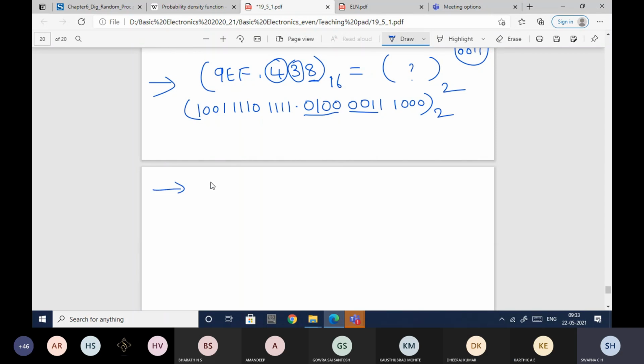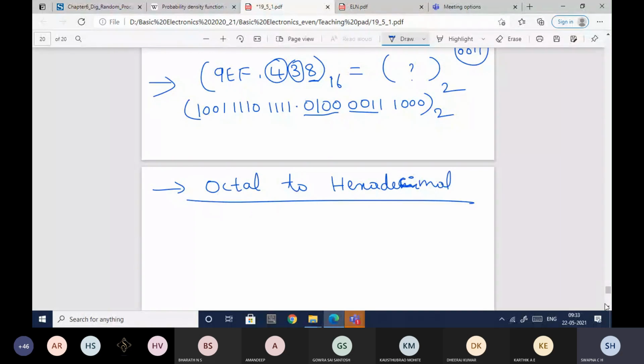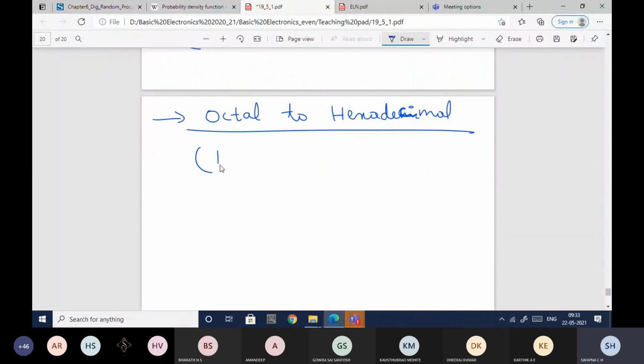Hope this is also clear to all of you. Yes, ma'am. Okay, next we'll go to octal to hexadecimal. Let me give you some question: 765.4321 base 8. I have to convert it to hexadecimal base 16. You don't have a direct method to convert from octal to hexadecimal.